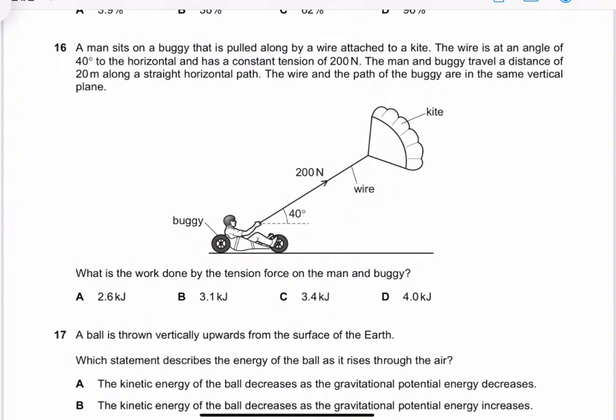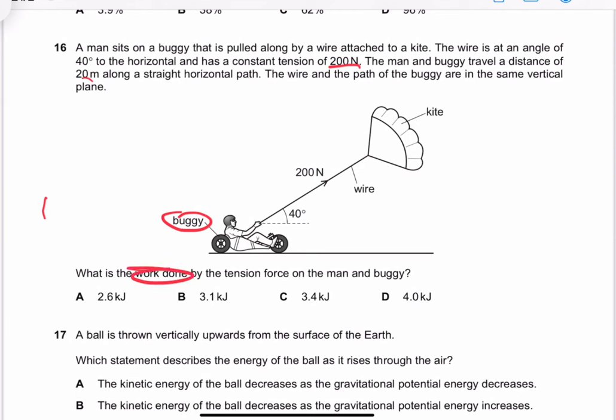Okay, moving on to question number 16. A man sits on a buggy that is pulled along a wire. Okay, so this is a buggy that is pulled along a wire attached to a kite. The wire is at an angle of 40 degrees to the horizontal and has this tension, and they travel a distance of 20 meters. What is the work done by the tension on the man and the buggy?